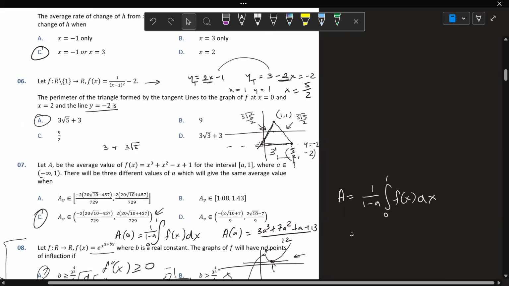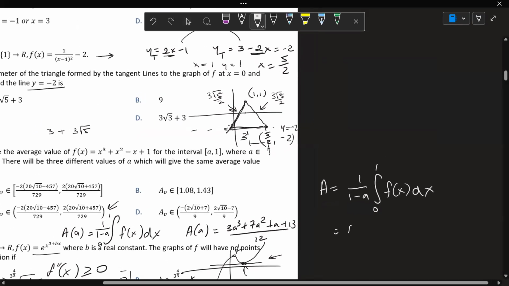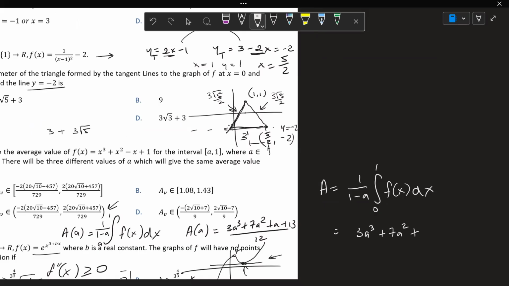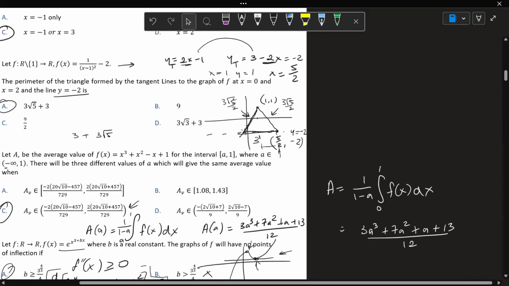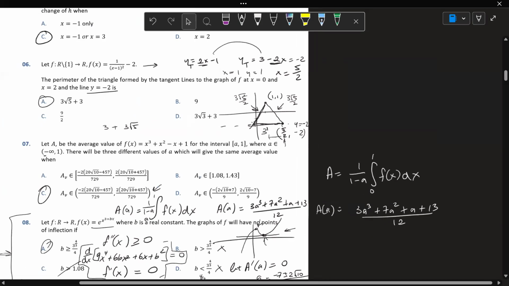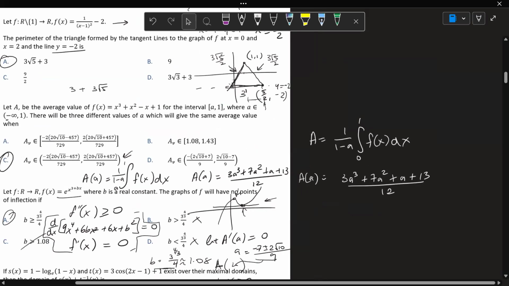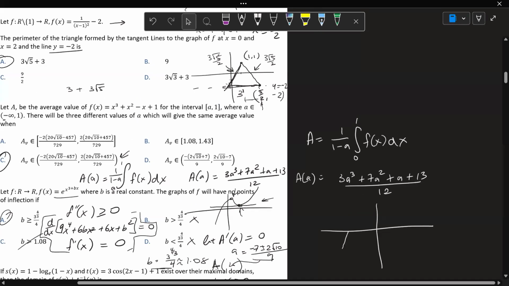And just put this into your calculator to expand it, and you'll end up with what I wrote here before: 3a cubed plus 7a squared plus a plus 13, over 12. So now you have this in terms of a. And what you can just quickly do is graph this function. And the graph looks something like this.